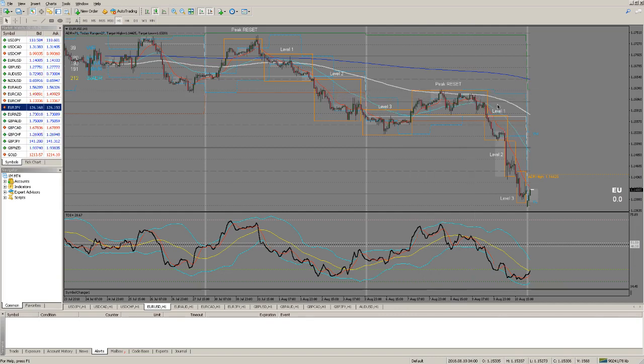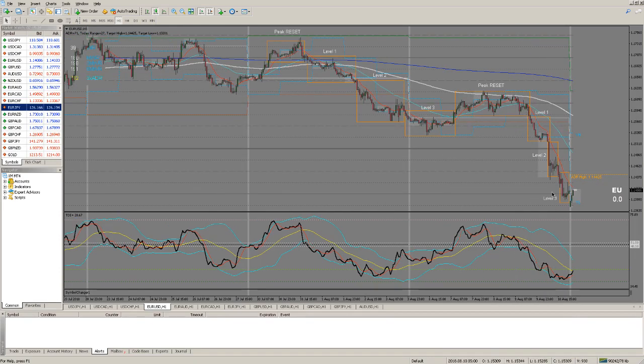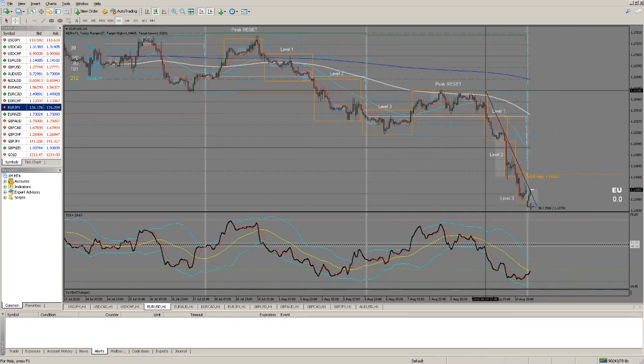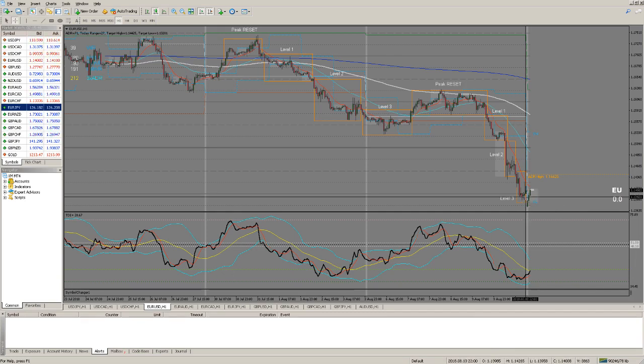So this was our peak reset, then they took it down level 1, level 2, and now we're in level 3 drop. If we measure from here to here, it's about 250. So we've exceeded 3 times ADR on this peak to this peak. And we're also at the all-time lows for the year on EU, right?